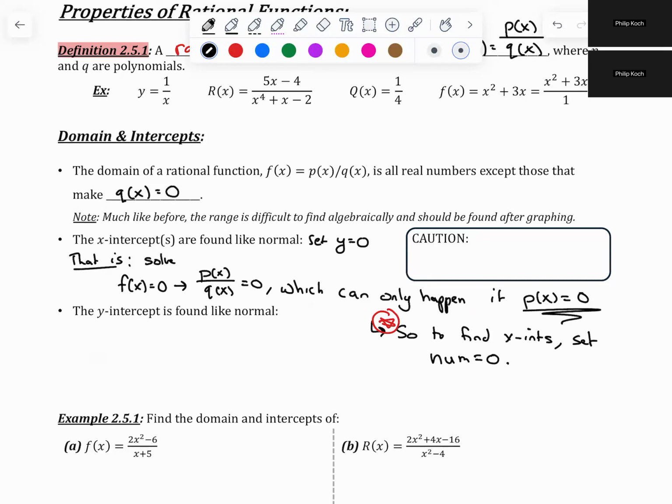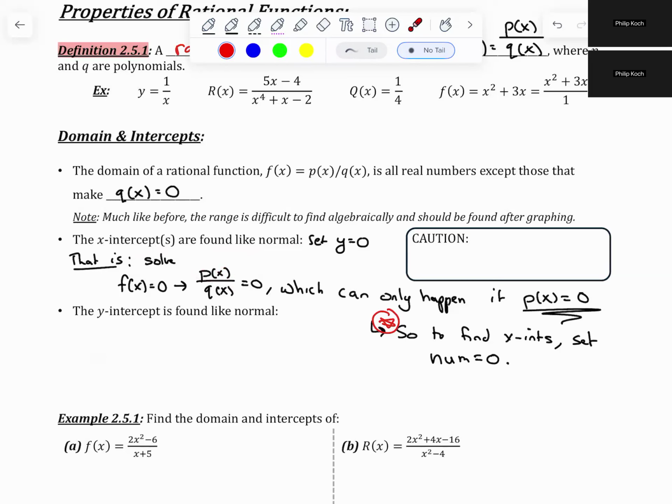And explain why. The main thing is, if you're going to find the x-intercepts, you're setting the function equal to 0. That can only happen if the numerator equals 0. If the denominator equals 0, then you're dividing by 0. That's a big problem. We can't do that. The only way that f of x could ever equal 0 is if the numerator is 0, because 0 divided by anything is 0, save for 0. 0 divided by 0 is indeterminate. So when we're finding the x-intercept of a rational function, it suffices to just find out where the numerator equals 0. That's what we're going to do.